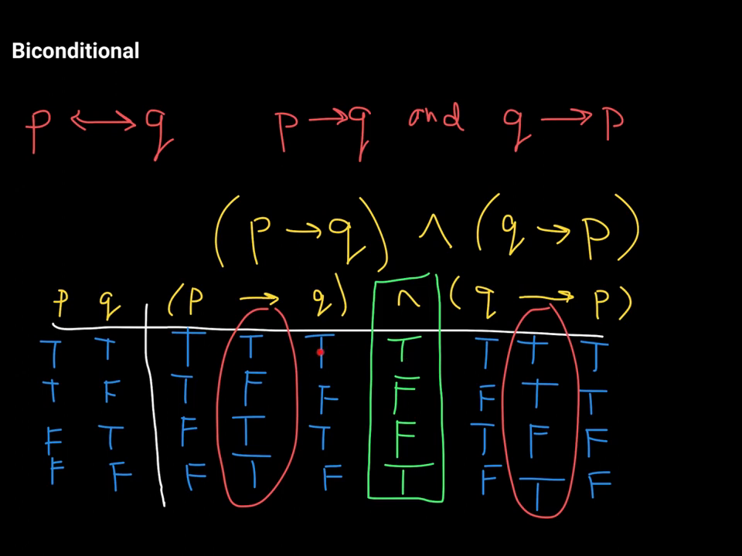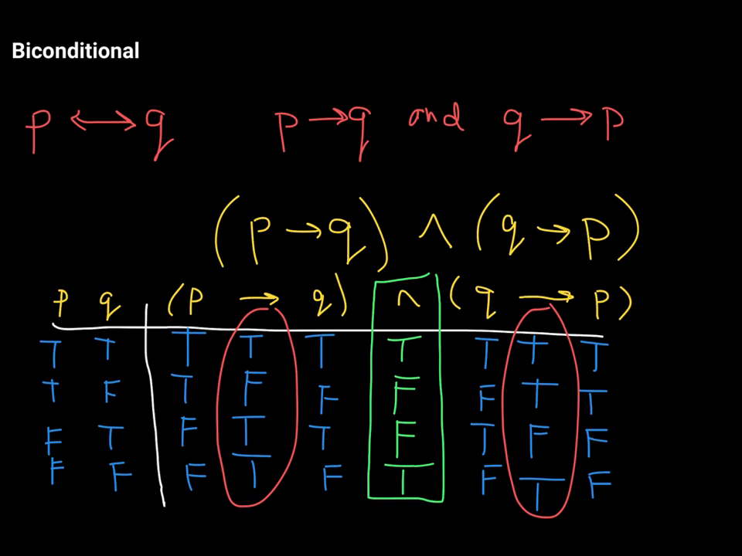P and Q are both true. Q and P are both true. So this is true. Go to the other true. When is the biconditional true? Look at this. P and Q are both false. Q and P are both false. So when they have the same truth value, the biconditional statement will be true. Look at when the biconditional is false. P and Q have opposite truth values. True and false, false and true, false and true, true and false.